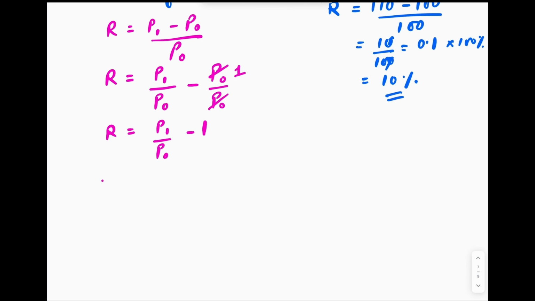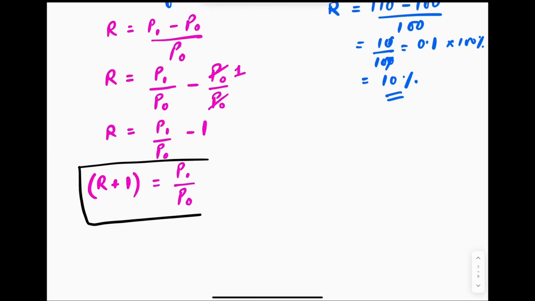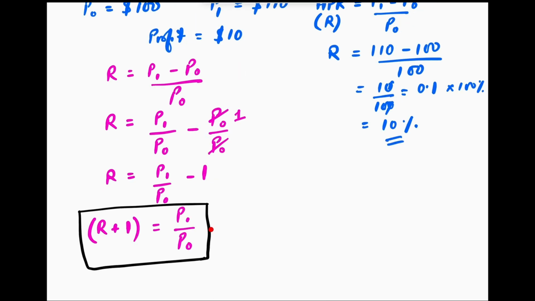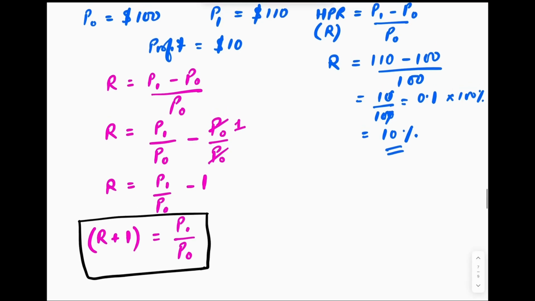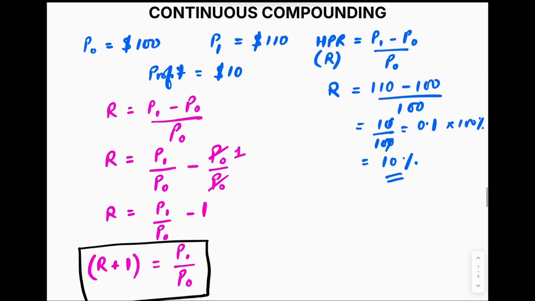So this as well I can write as R plus 1, because if I want to bring this 1 to this side, it becomes plus. So R plus 1 is equal to P1 by P0. What I want you to do is remember this. This is not a formula as such, but we are going to use it to derive our continuous compounding. Till this point, I hope everything is pretty clear.